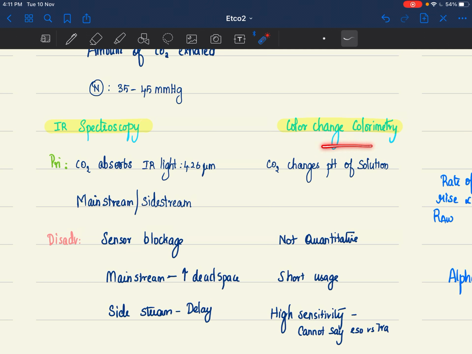Color change colorimetry depends on the principle of a chemical substance changing color in the presence of carbon dioxide, which means this is just qualitative and it is not quantitative. Plus, once it changes color, you will not be able to use it again and again, so only a short span of usage. Plus, this has a very high sensitivity. Even a small amount of carbon dioxide is going to change color.